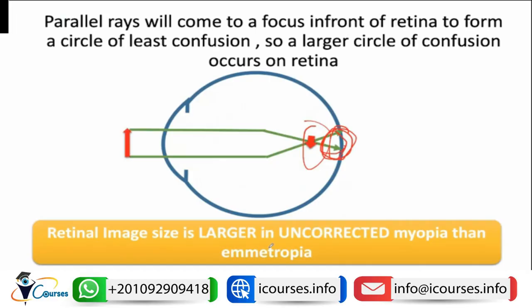So the retinal image size is larger in uncorrected myopia than in emmetropia. This is very important to stress, because there will be some variations later on, as we will see. So again, the retinal image size is larger in uncorrected myopia than in emmetropia, and the image will be blurred and not focused.